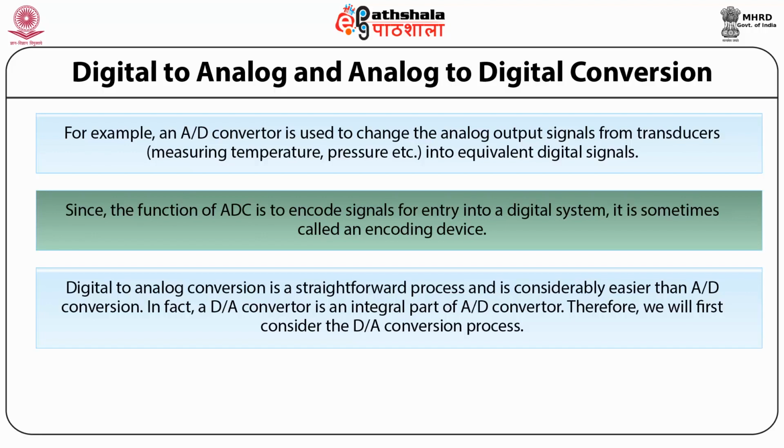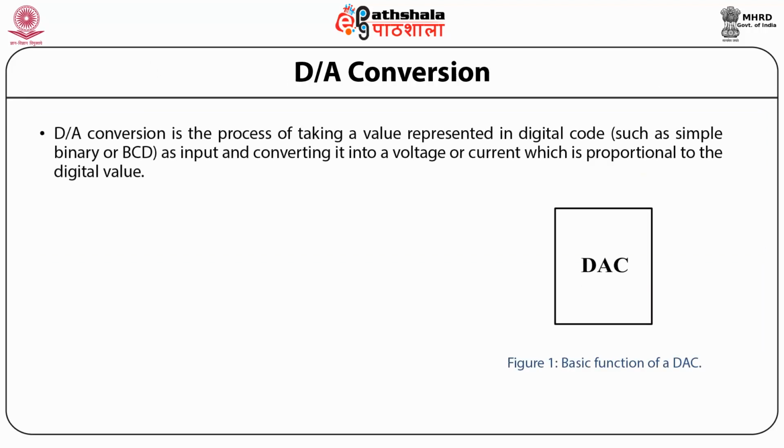Digital to analog conversion is a straightforward process and is considerably easier than A to D conversion. In fact, a D to A converter is an integral part of an A to D converter. Therefore, we will first consider the D to A conversion process. D to A conversion is the process of taking a value represented in digital code, such as simple binary or BCD, as input, and converting it into a voltage or current which is proportional to the digital value.